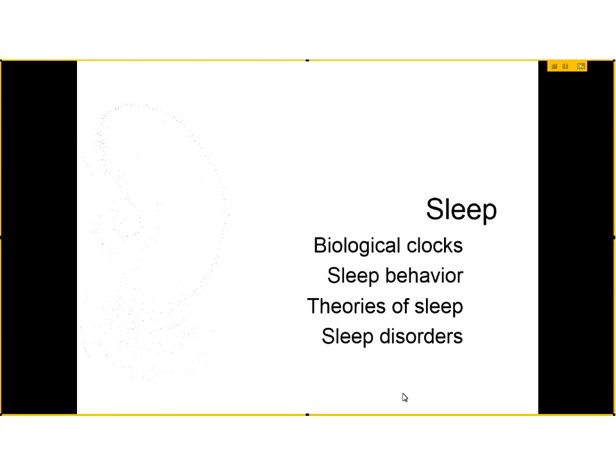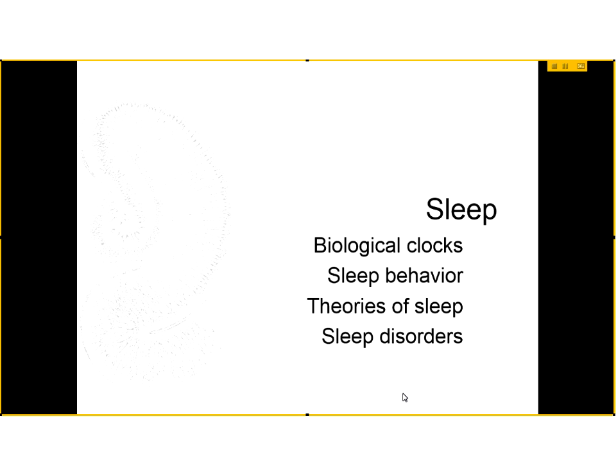Welcome back. This is our last chapter of the semester, and we'll be talking about sleep, a behavior that we engage in a lot over the course of our lives, and talking about some of the factors that influence it, trying to describe sleep as a behavior, changes in the functioning of the central nervous system, give you some theories of why we sleep, and then talk about some sleep disorders.